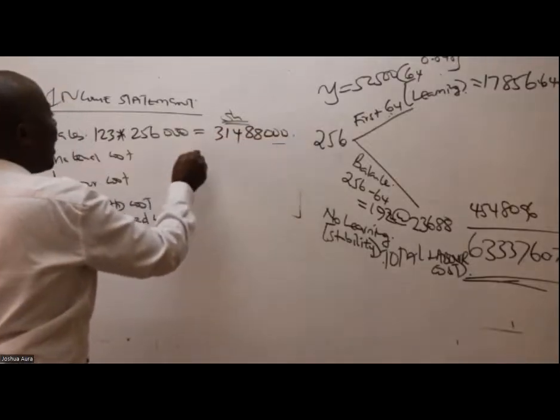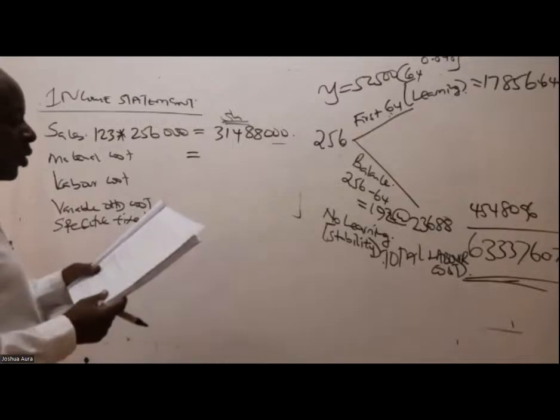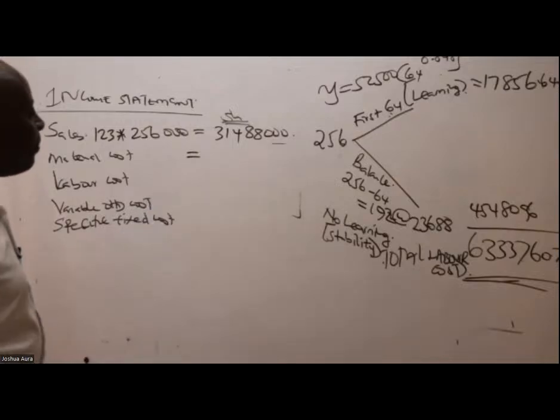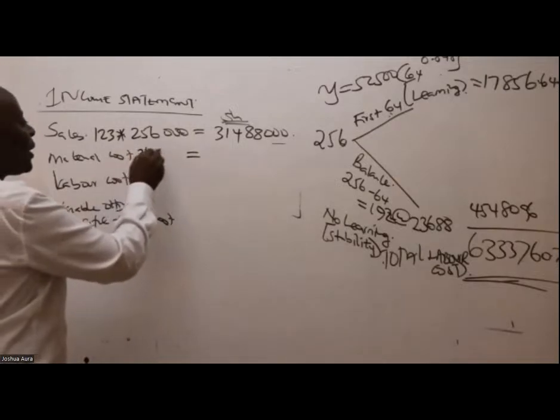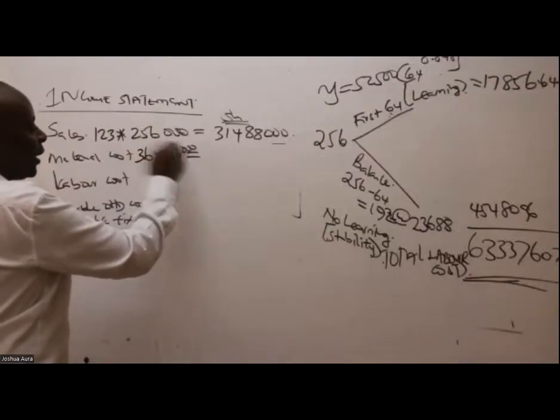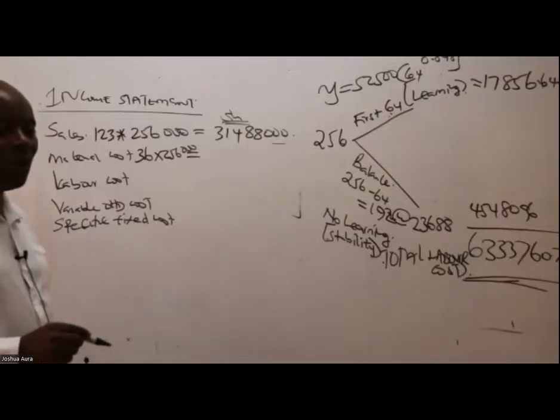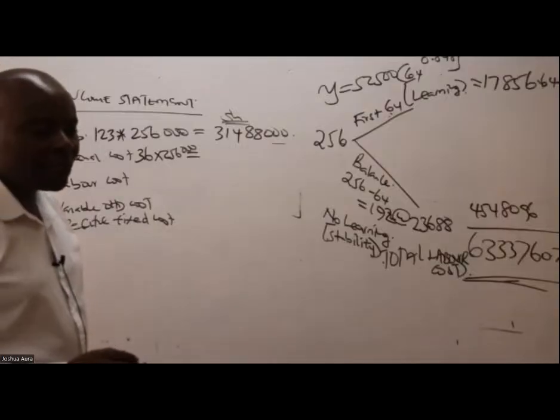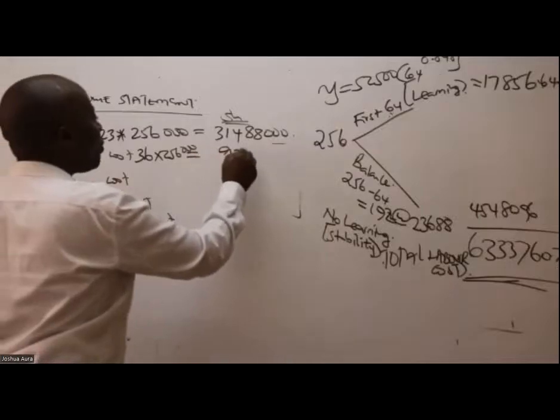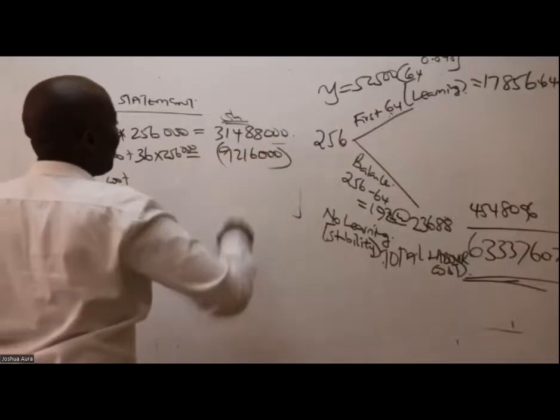31,488,000 like that. Yeah, let's move to material cost. Material cost is 36 per unit, meaning that I must involve the number of units as well. 256,000 like that. So tell me, what does material cost come to? 92,16,000. So it comes to 92,16,000 like that.